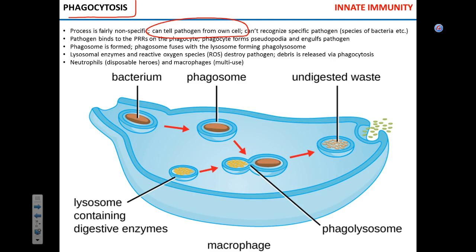Well, neutrophils do not recognize specific pathogens, they just target pathogens in general. Macrophages, it's a little bit more complicated, but we can say that macrophages lack the ability to be specialized to act against a specific pathogen. So, a pathogen, like this bacterium, initially binds to the pattern recognition receptors on the phagocytic cell.